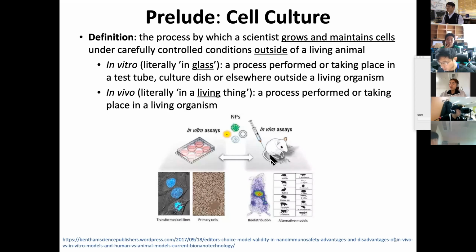In comparison, we take out the cells from the animal. You guys did this last week as a practice, right? So those are called primary cells. While those are cells we grow outside of the body, the cells in their native environment, let's say inside the living body of an animal, that we call in vivo assays.